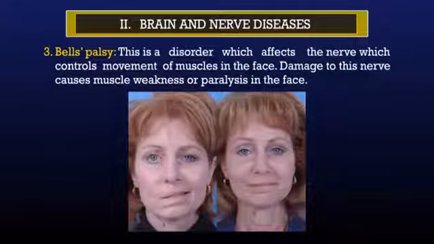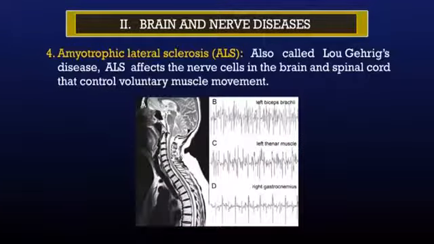Third one, Bell's palsy. This is a disorder which affects the nerve which controls movement of muscles in the face. Damage to this nerve causes muscle weakness or paralysis in the face. And the fourth one is amyotrophic lateral sclerosis, also called Lou Gehrig's disease. Amyotrophic lateral sclerosis affects the nerve cells in the brain and spinal cord that control voluntary muscle movement.